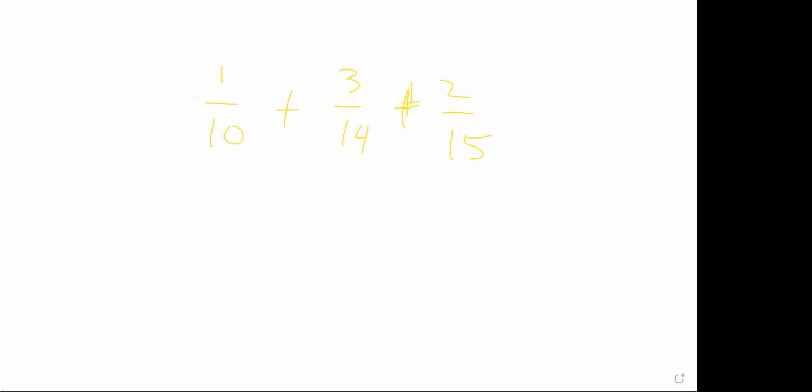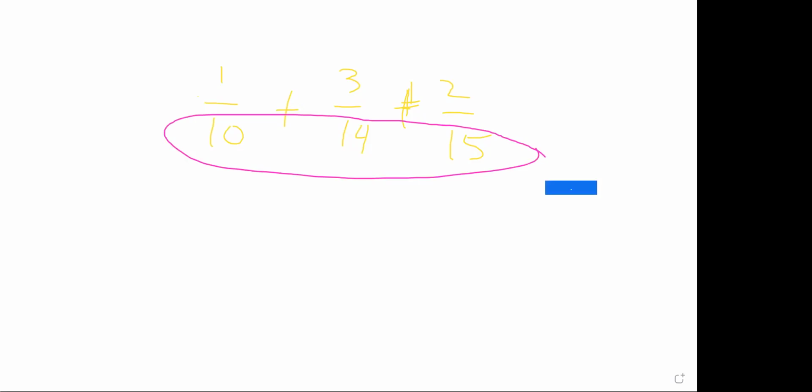All right, let's look at this problem. We have 1/10 plus 3/14 plus 2/15. The first thing we've got to do is look at the denominators. Do we have common denominators? Of course we don't. So we've got to figure out a way to find the LCD.